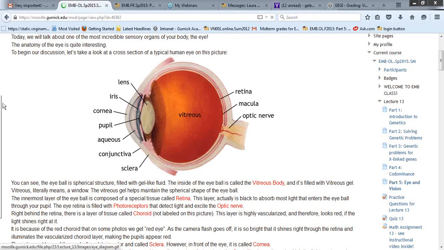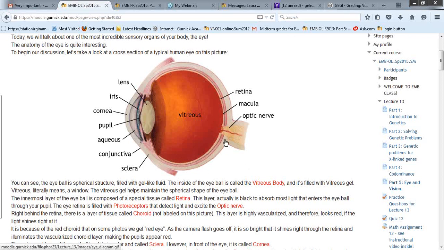What happens is if the light hits the retina so strongly that it actually goes behind the retina and hits the choroid layer. The choroid layer is red because it's very vascularized. Then the retina, even though it's black, is kind of see-through. So through the black, you see the red choroid behind the retina, and it's red.